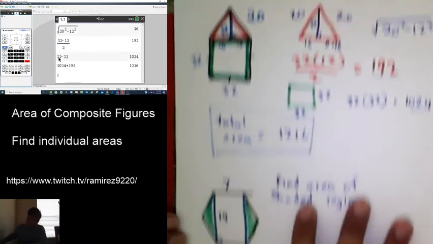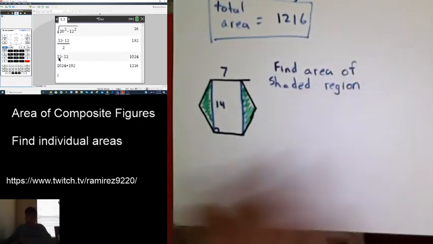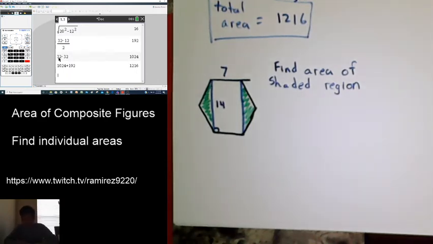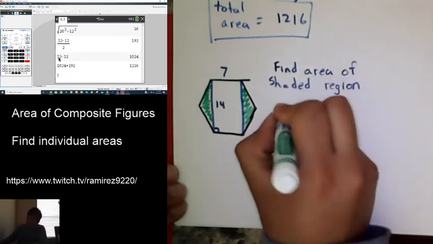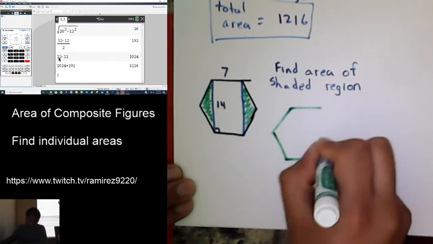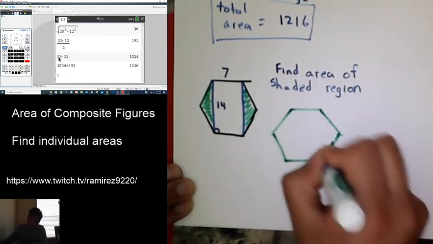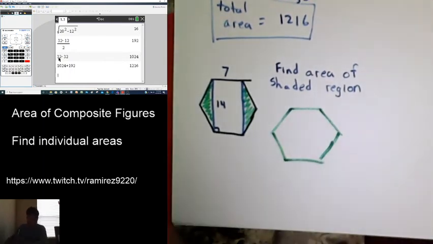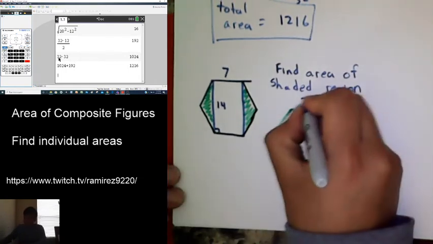Let's look at this next one. This next one, it's not necessarily a composite figure, but you can pretty much treat it the same. So on this one, they're asking for you to find the area of the shaded region. You could think of it as we have a big shape here, it's a hexagon, where each side is currently 7.